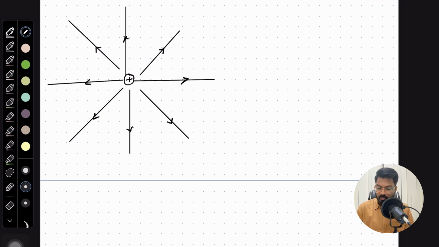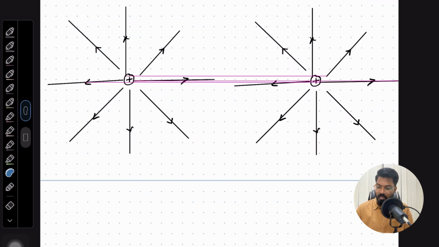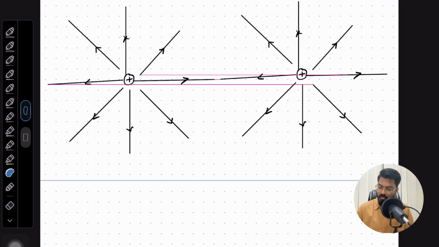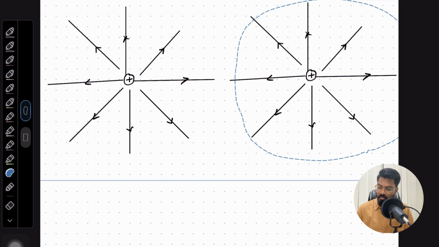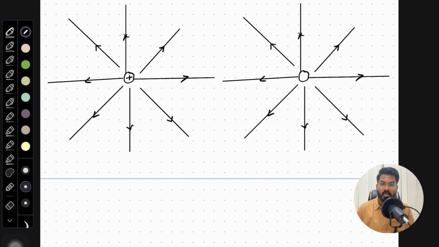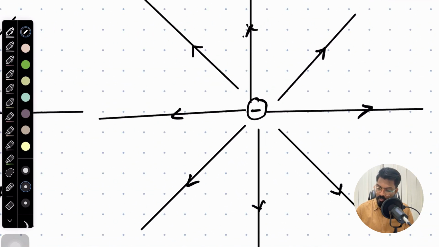This is for a positive field. Now let me do this for a negative charge. So this is a negative charge. At the center we have a negative charge. So here the field lines don't go away, they converge towards the center, they come towards the charge itself.